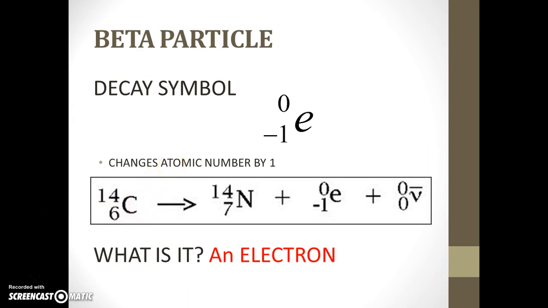And since it's an electron, it has 0 mass. Okay, its mass is so small that it's negligible. We can just ignore it.